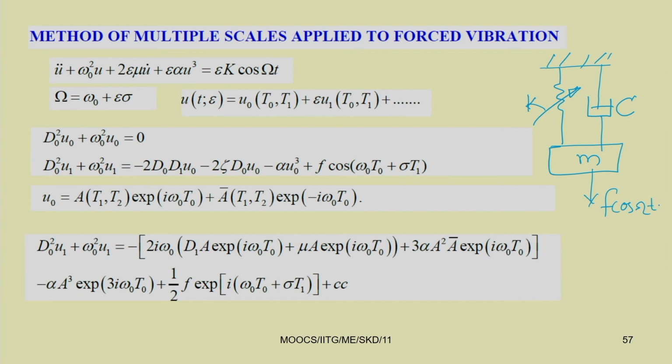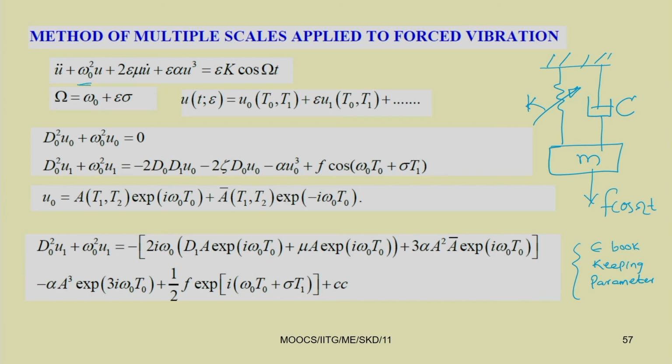This type of system equation can be written; already you know different methods to find the equation of motion. So, assuming we have a cubic nonlinear spring, the equation can be written as u double dot plus omega 0 square u plus 2 epsilon mu u dot plus epsilon alpha u cube equal to epsilon k cos omega t. Here epsilon is a bookkeeping parameter, and it is used to show that the terms are one order less than that of the linear term.